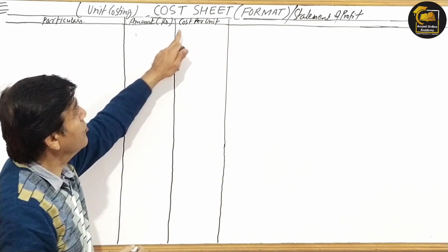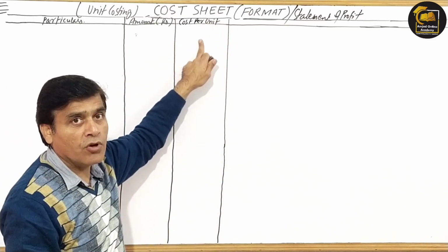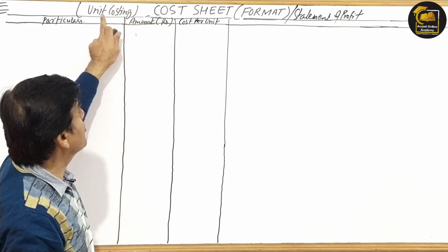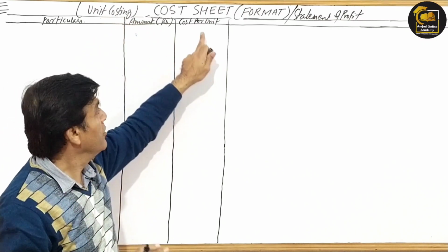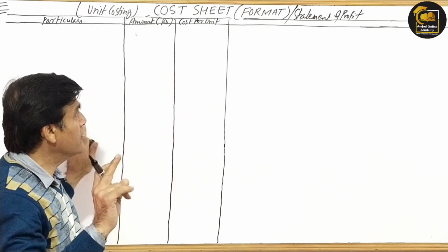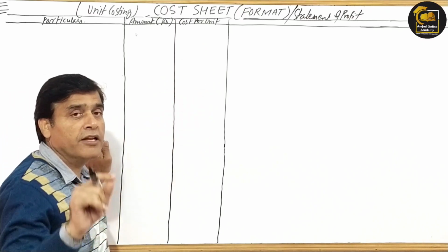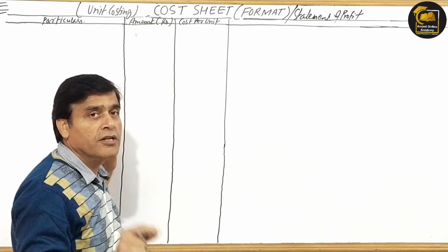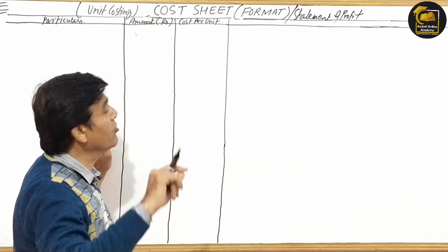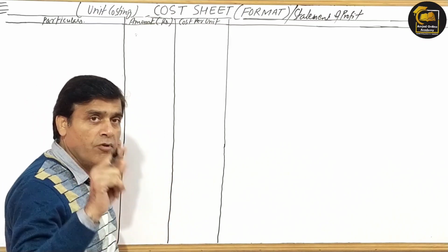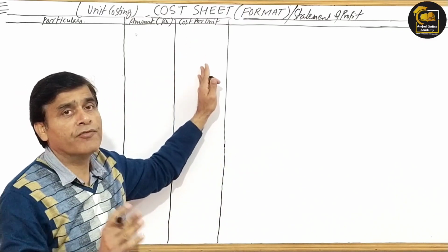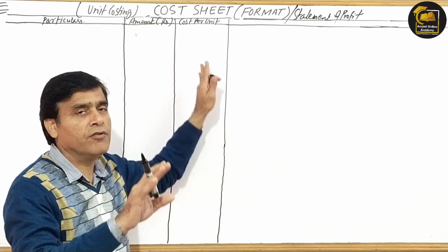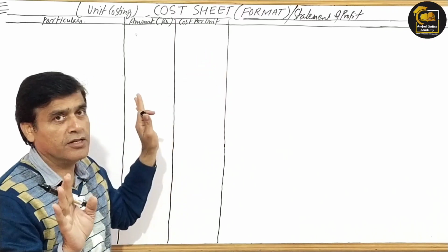But look, just because of this column, cost per unit, this is known as the unit costing method of preparing the cost sheet. That's why, because of this column. And this column will be used when the information is given in the question. Then you have to calculate the cost per unit also. So if the information is not given in the question, then you don't have to prepare this column, or if you are preparing, then you have to leave this column blank. There is no use of it.